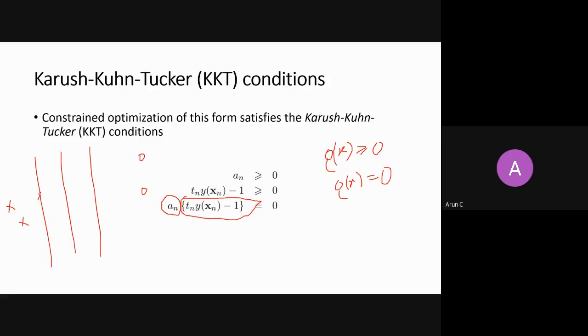So let's say there is one more sample here. For this, my an is 0. For this, it is 0 because it is an inactive constraint. They are not actually deciding what my margins are. They will not play any role here, right?